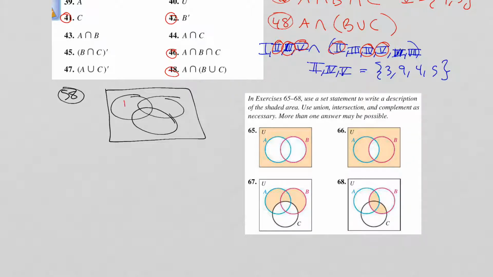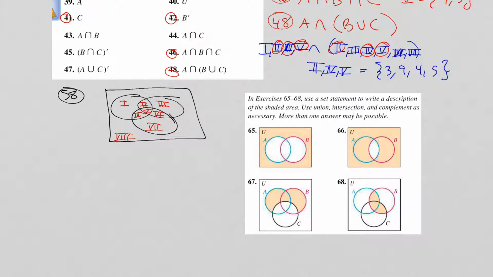Okay, so we have region 1. You just go straight across. 1, 2, 3, 4, 5, 6, 7, and 8. Okay.